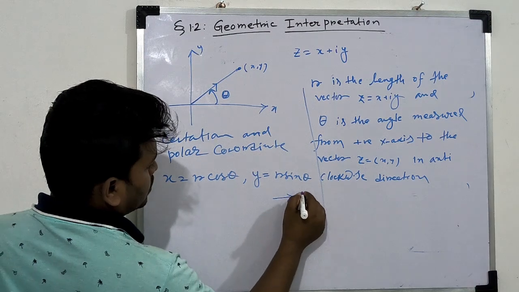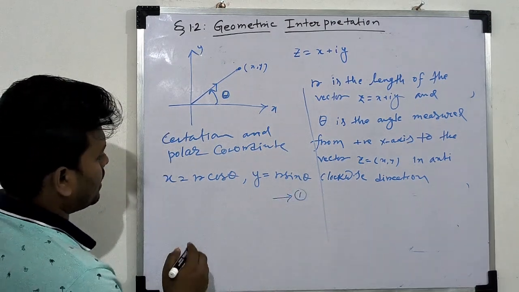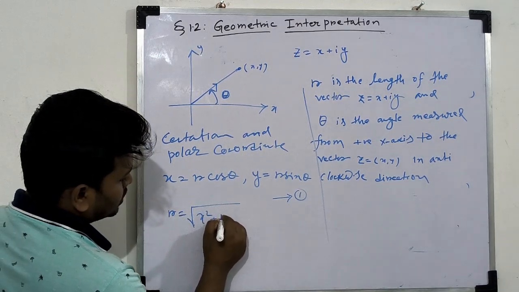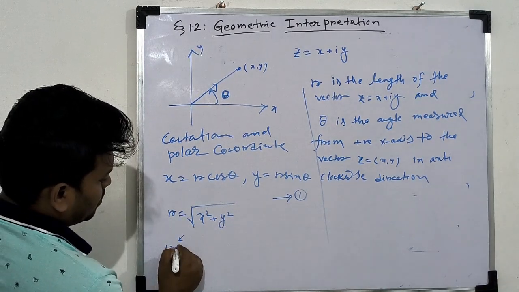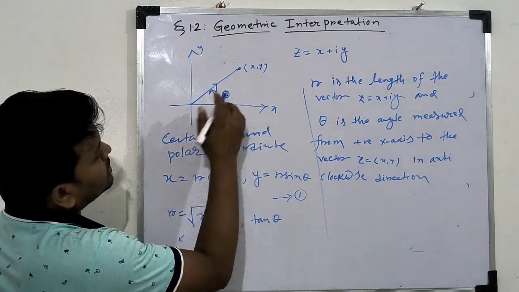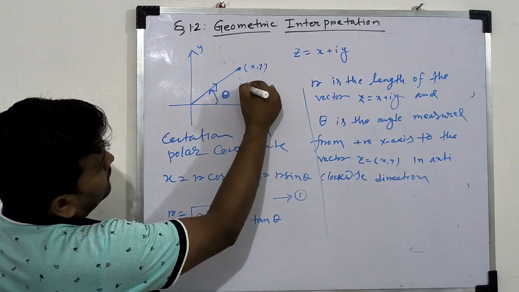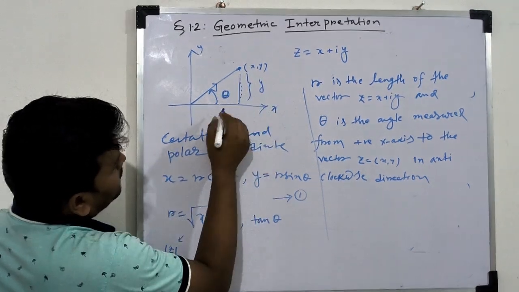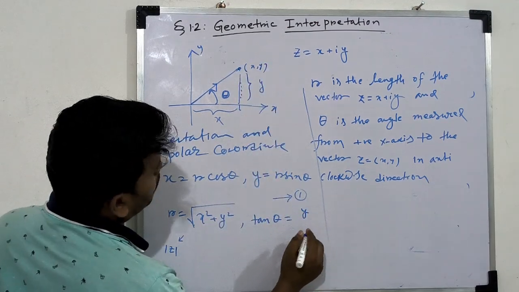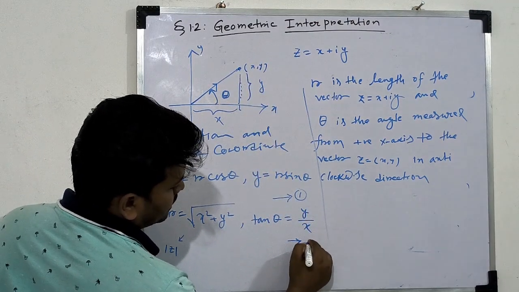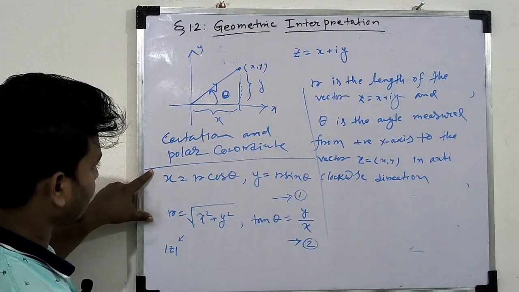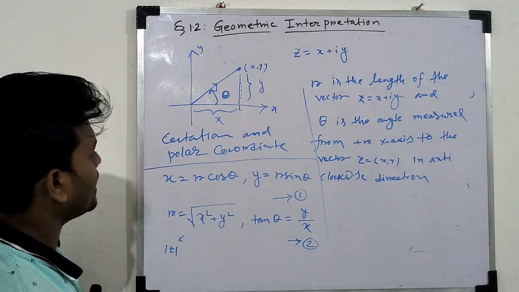We name this equation 1, and from this we can write r equal to root over x square plus y square, that is the length, which is obviously mod z. We got this in the previous lecture. And also, from this picture we can find tan theta. This is the perpendicular y, and this is the base x. So tan theta equal to perpendicular y divided by x. If we name it equation 2, then we get 1 and 2. So this is the relation of a vector in Cartesian and polar coordinates.